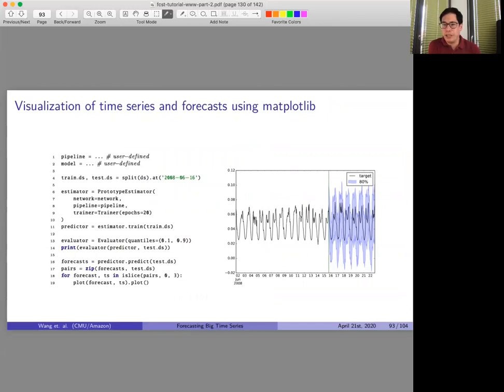GluonTS uses matplotlib for plotting of forecasts. Of course, metrics are great, but they can only tell you one part of the story. Looking at forecasts is going to be a very important step, as it is for any machine learning problem. Here we have some utility functions that allow you to plot forecasts a little more easily. In this case, we show different quantiles, 0.1 and 0.9.